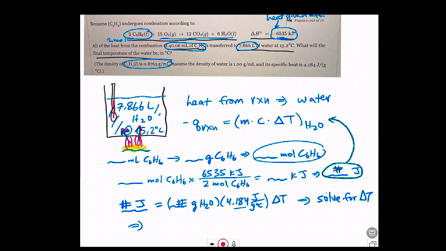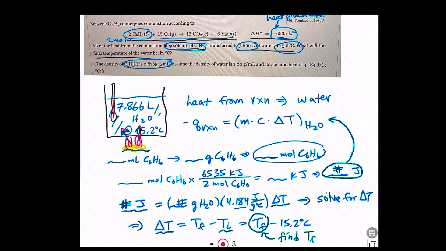And then once you have delta T, whatever that turns out to be, the delta T will be the T final minus the T initial. And the T final is what you're trying to find. And the T initial, well, the water started at 15.2 degrees Celsius. So you will know the number of joules. That will allow you to get the delta T, so this will be a known value. The T initial is a known value, so then you can finally find T final.